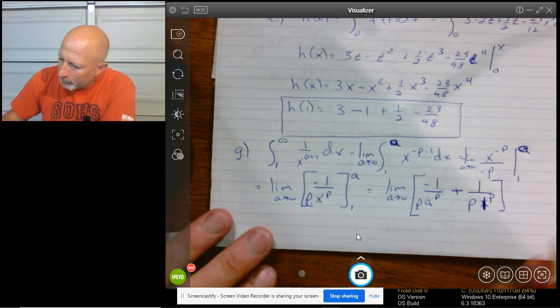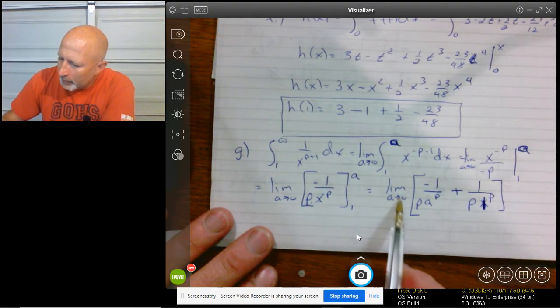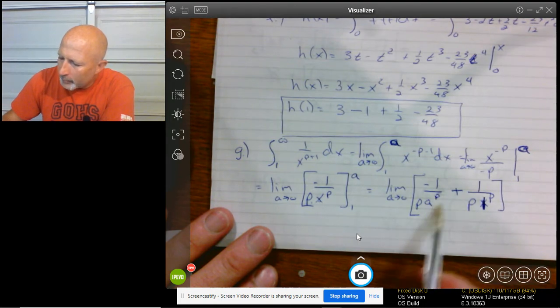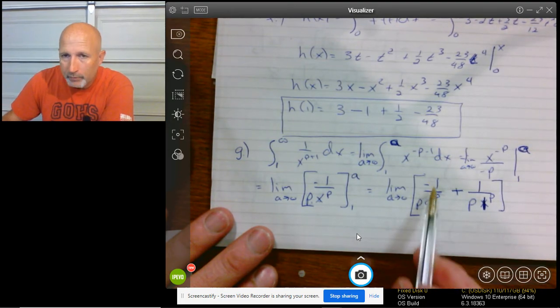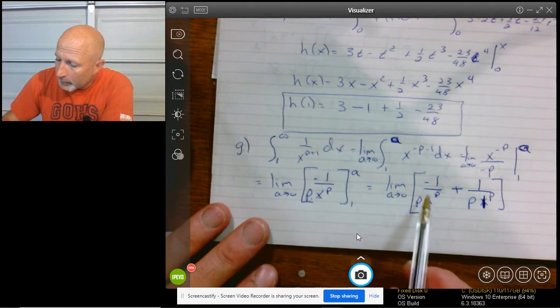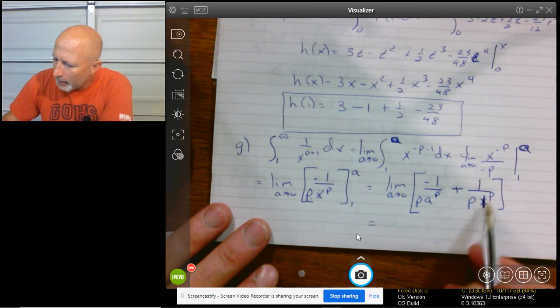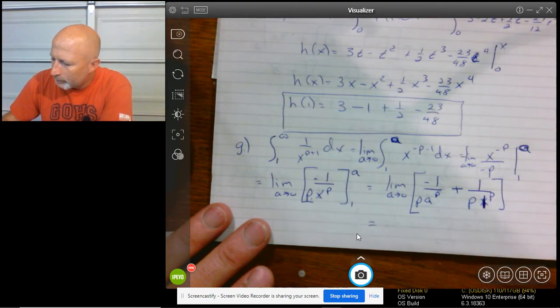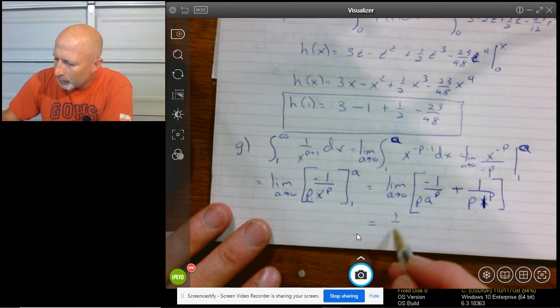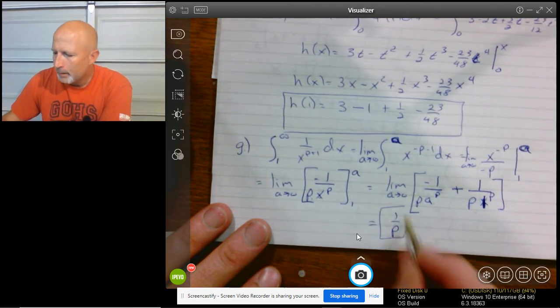Okay, so what is the limit as a goes to infinity of a to the power of p? Well, that goes to infinity. So this whole entire thing is going to go to infinity. Negative 1 over infinity is 0. So that goes to 0, so that goes away. And then over here, well, there is no a. So this is 1 to the power of p, which is just 1. So this is just 1 over p. Okay, and there we are.